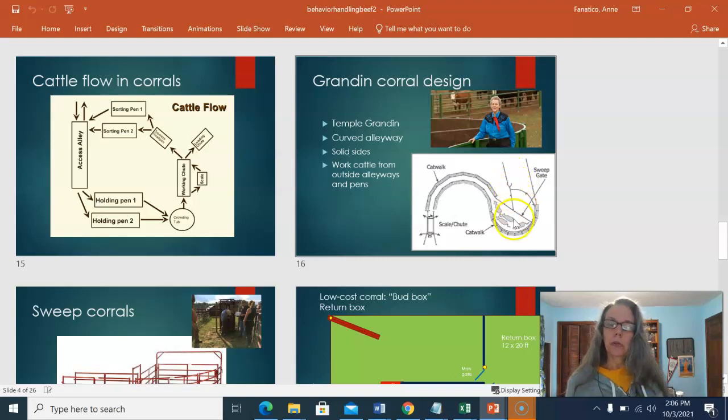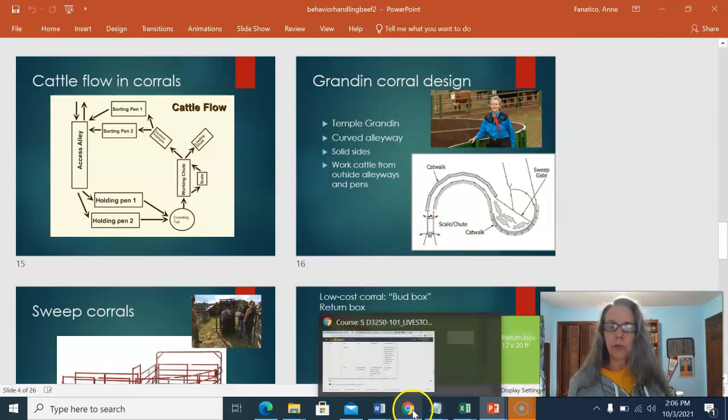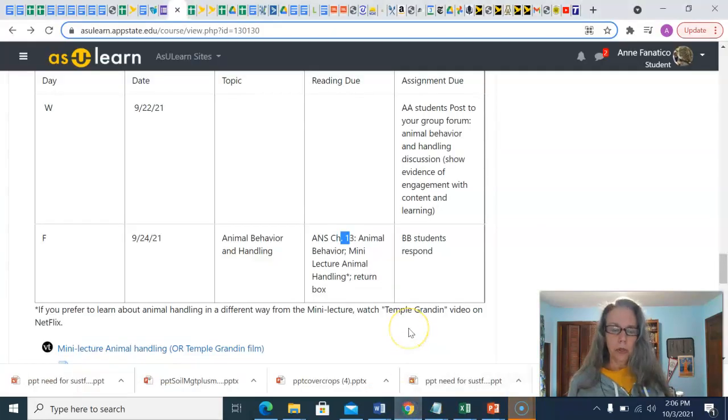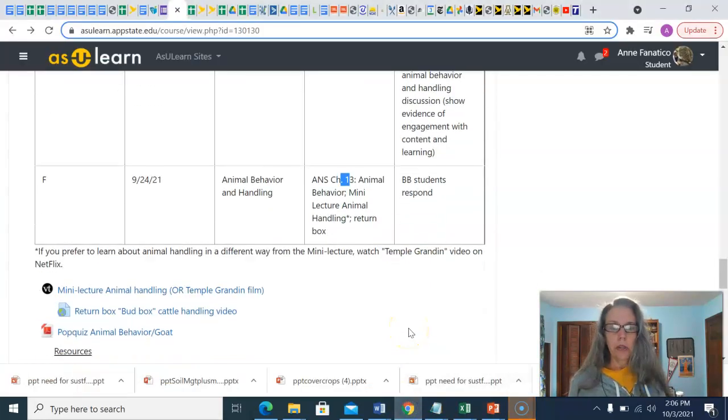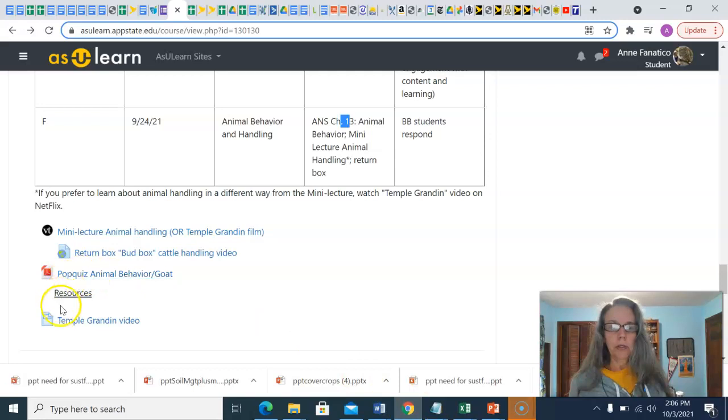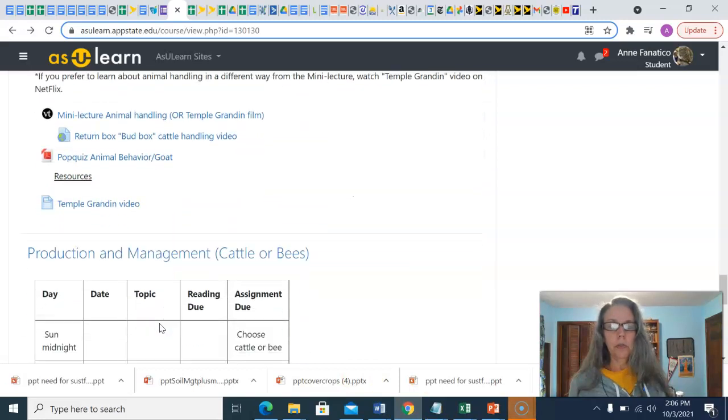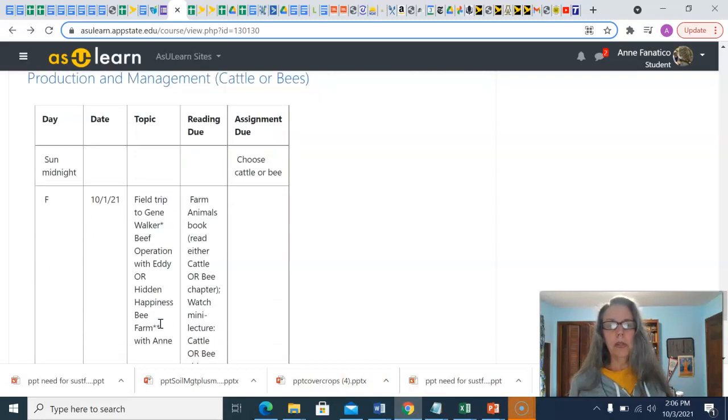But Temple Grandin built this curved design. It usually costs more to build a curved design, but both of these concepts are wonderful for low-stress handling. So y'all learned about that, and some of you had the option to study more about Temple Grandin instead.